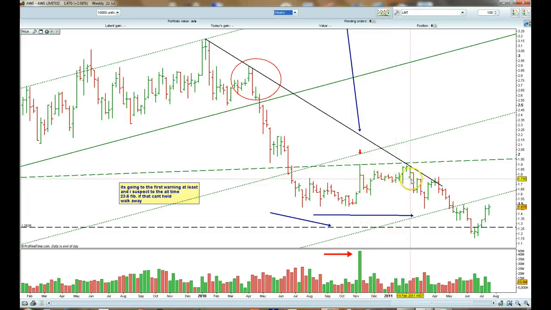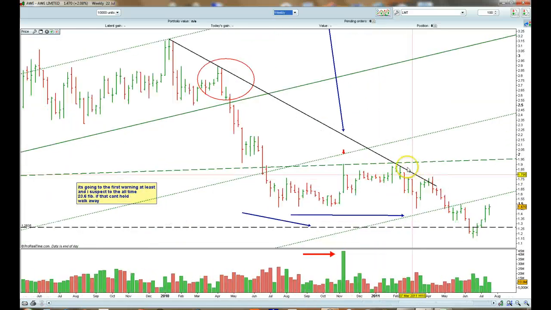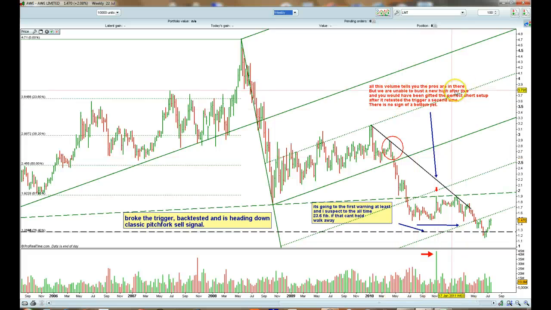it could be that they're just trying to absorb supply in the bottom here, but if you're trading your pitchfork and you started seeing weak bars on the back test, you probably would have gone short there. But once it broke down from that bar, then you've got your short entry, you've got your no demand bars coming back up into there. You've got your up thrusts, no demands coming in here, then you got further below it coming back into it. You've got your up thrust, you've got the no demand bars, so it's going down. All this volume tells you the pros are in there, but we're unable to bust a new high after this. It would have been gifted the perfect short setup after it retested the trigger a second time.